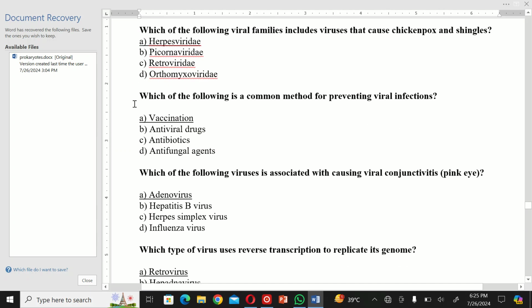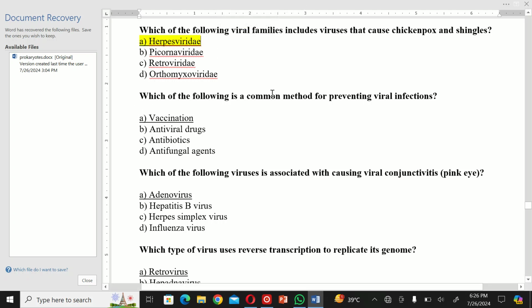The next MCQ is: which of the following viral families include viruses that cause chickenpox and shingles? A. Herpesviridae. B. Picornaviridae. C. Retroviridae. And D. Orthomyxoviridae. So the correct option is A.